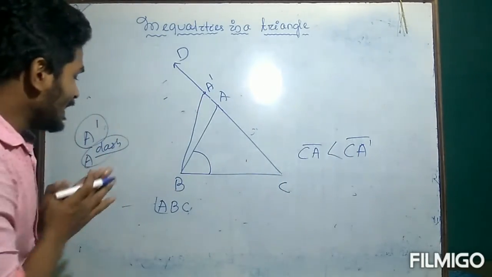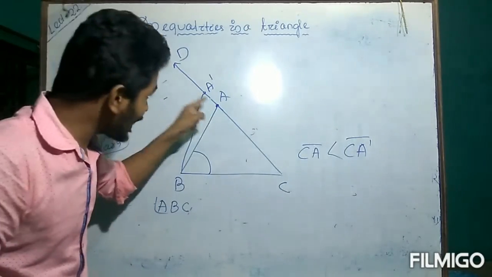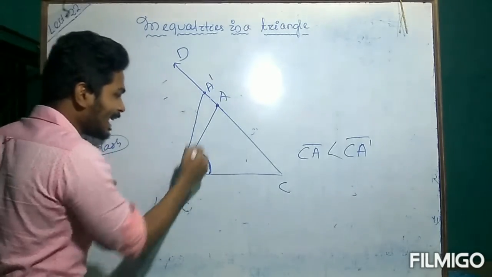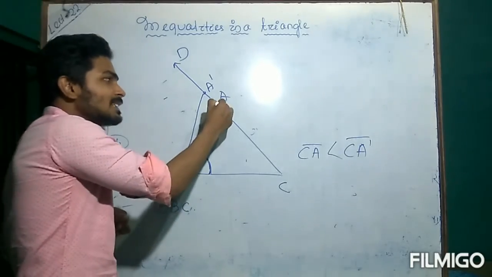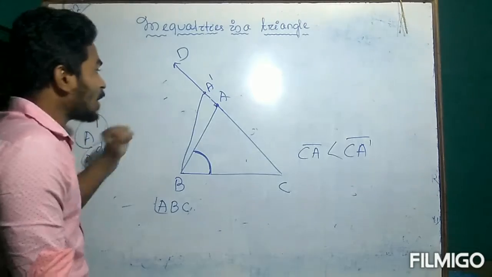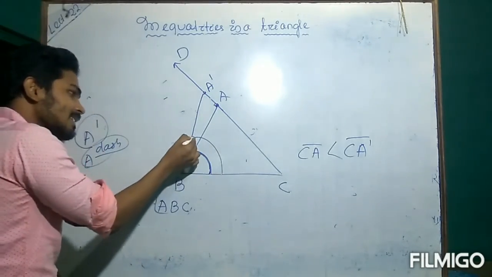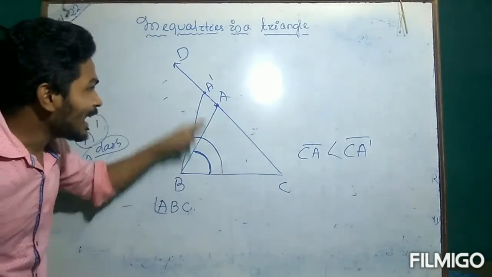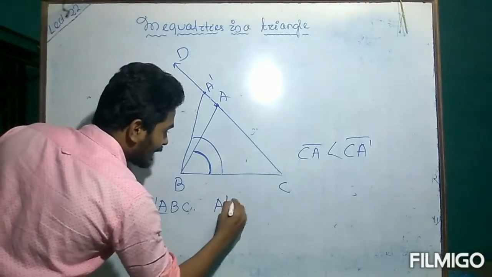Understood? Now, the second thing is, whenever there is a point A, what is the name of the angle? It is ABC, isn't it? Now we have taken another point A dash over CA. Now join A dash with B. Now, what is the angle formed here? This angle. And what is the name of this angle? A dash BC. Clear?